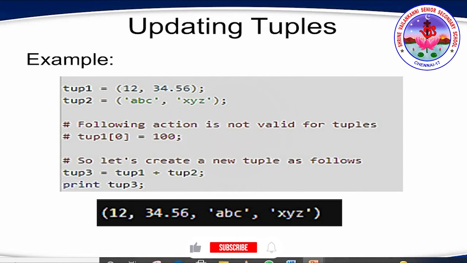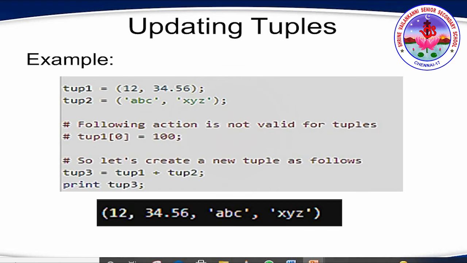Next, updating tuples. Let's see an example. Tuple 1 is equal to 12, 34.56. Tuple 2 is equal to ABC, XYZ. Here we are going to update the tuple. We are going to create a new tuple, tuple 3, which is equal to tuple 1 plus tuple 2. What happens? Both the tuples are merged and we get a third tuple, that is 12, 34.56, ABC, XYZ. So this forms a new tuple.